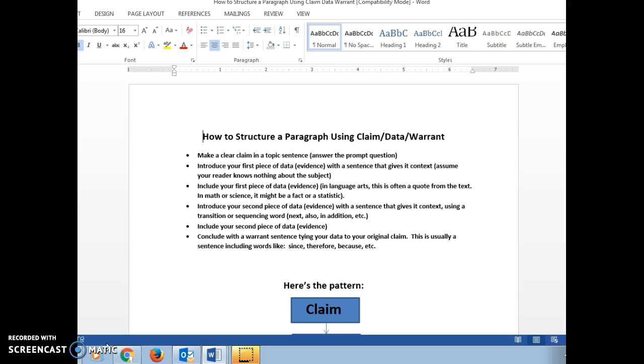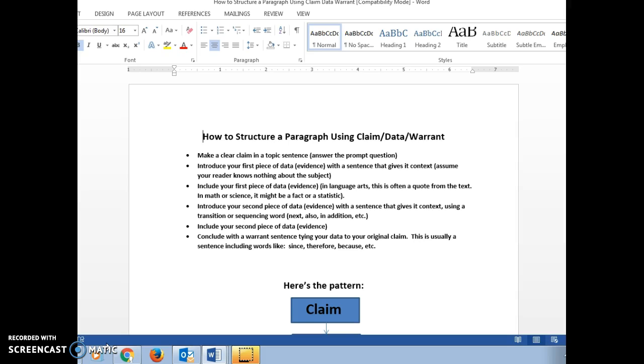Then you're going to introduce your first piece of data, your evidence, with a sentence that gives it context. Here's what I mean by that, and I'm going to show you an example as well. If you just plunked a quote from the text into your essay without explaining what the story is or what the situation is in the story when this happened, your reader won't understand what you're talking about. So you have to give a sentence or even a part of a sentence or even a phrase sometimes to give it a little bit of context.